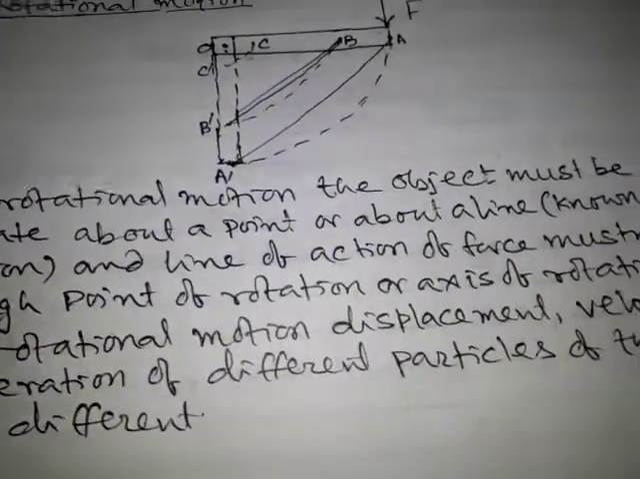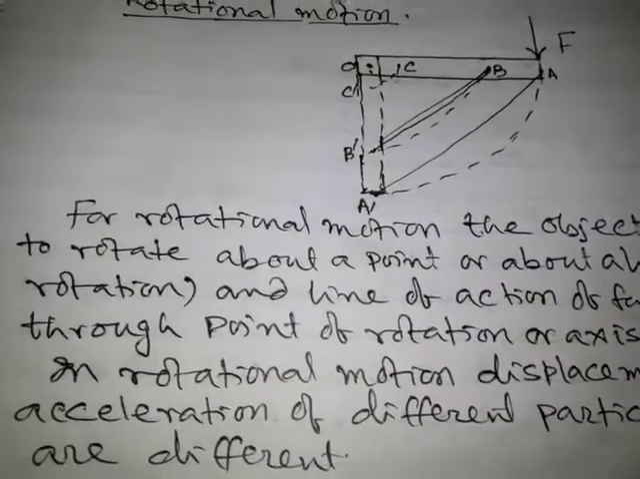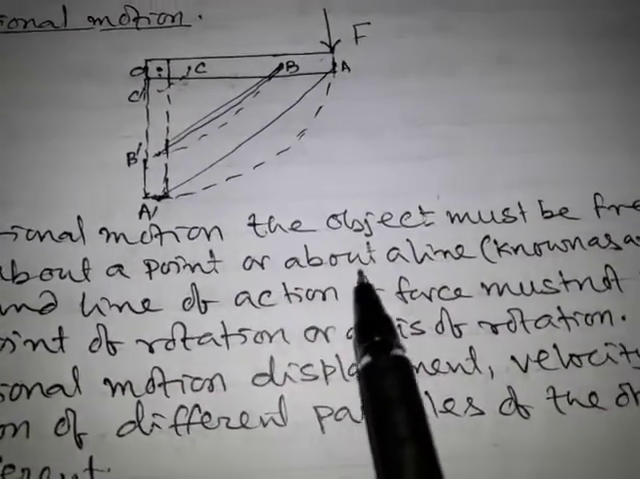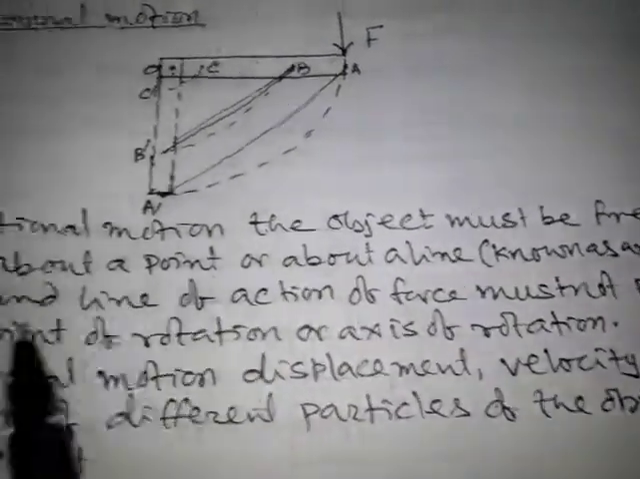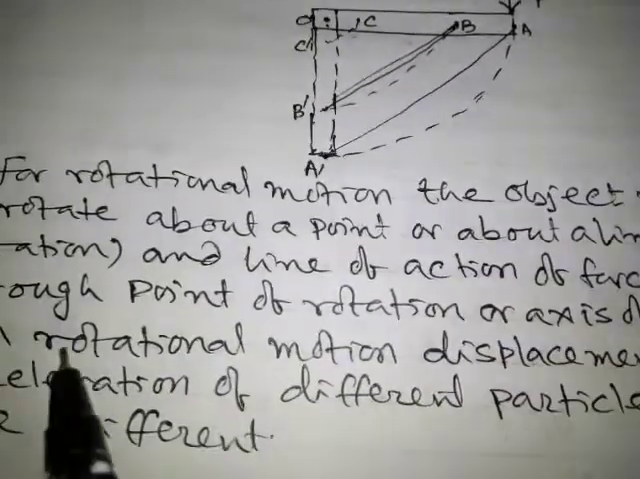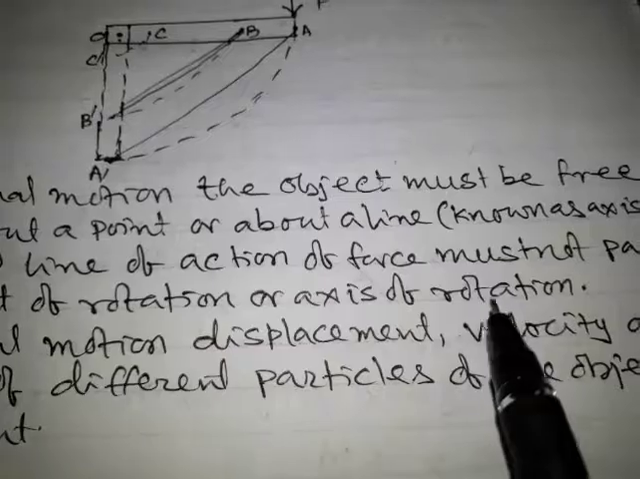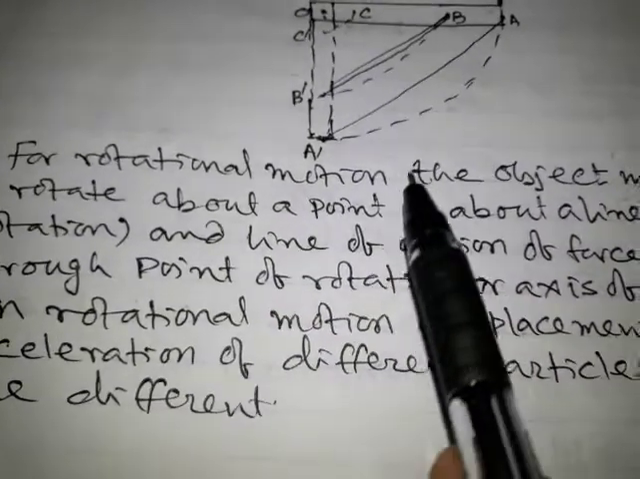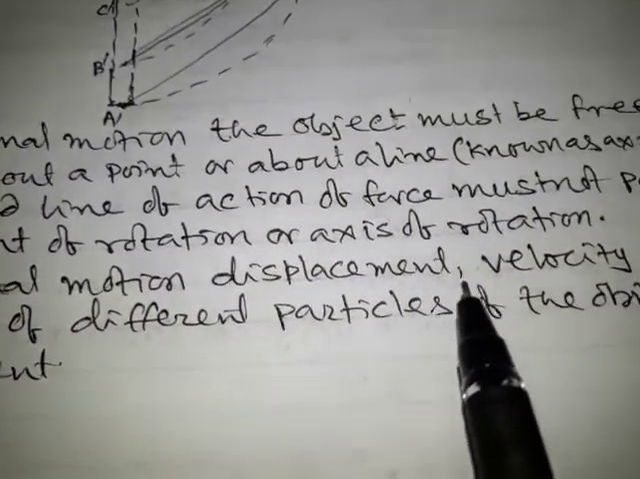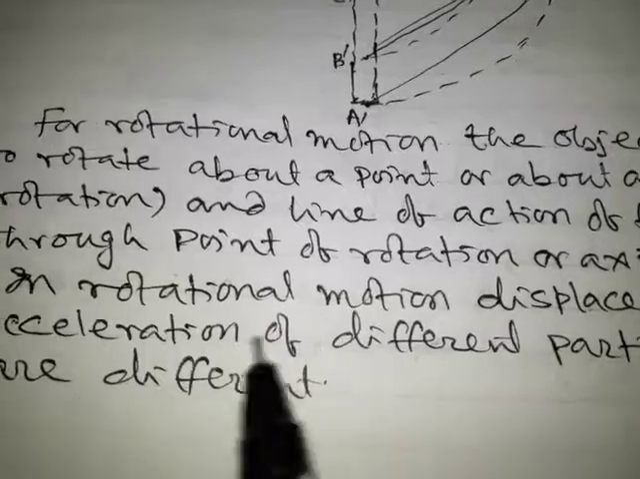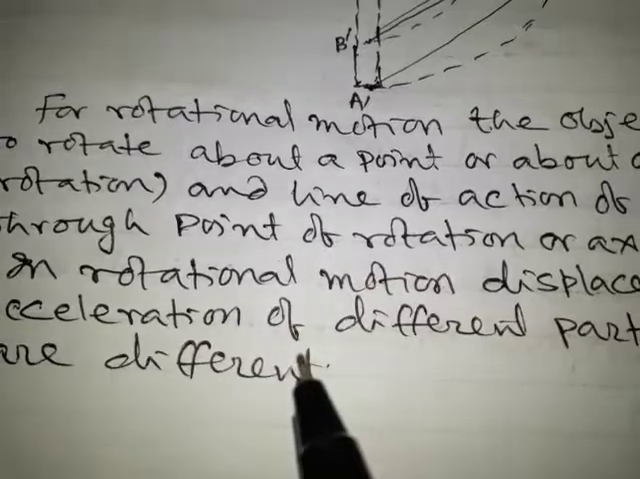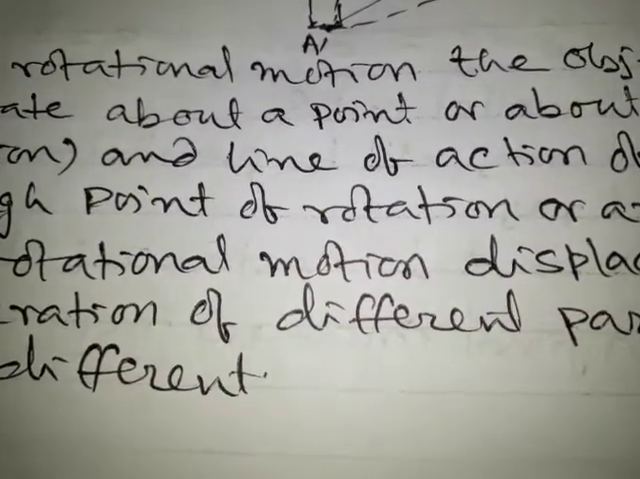So for rotational motion, the object must be free to rotate about a point, which we call point of rotation, or about a line, which we call axis of rotation. And the line of action of force must not pass through the point of rotation or axis of rotation. That is the condition, and this is the characteristic. In rotational motion, displacement, velocity and acceleration of different particles of the object are different. They are not the same, they are always different.